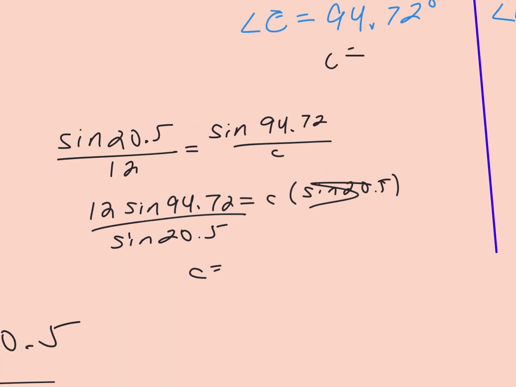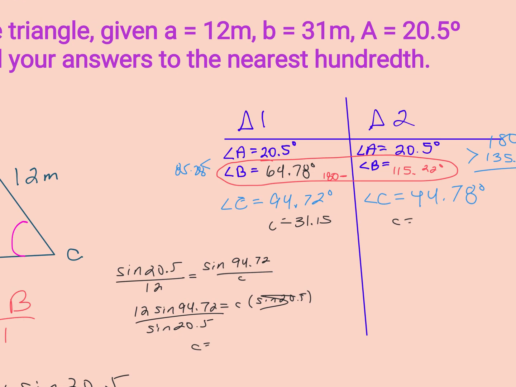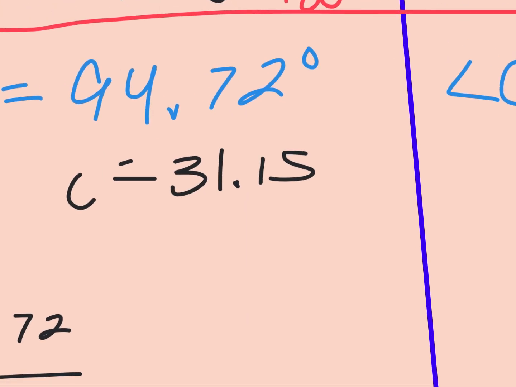Triangle 1, how long is C? 31.15. Very good. 31.15 what? Meters. We're talking about meters.